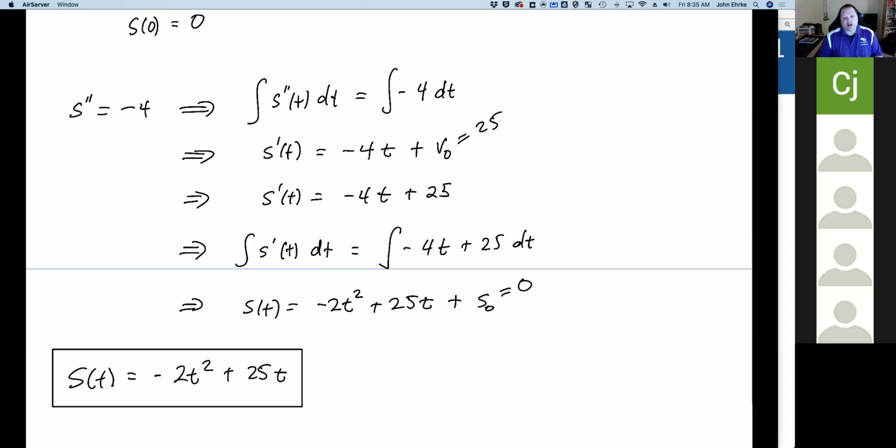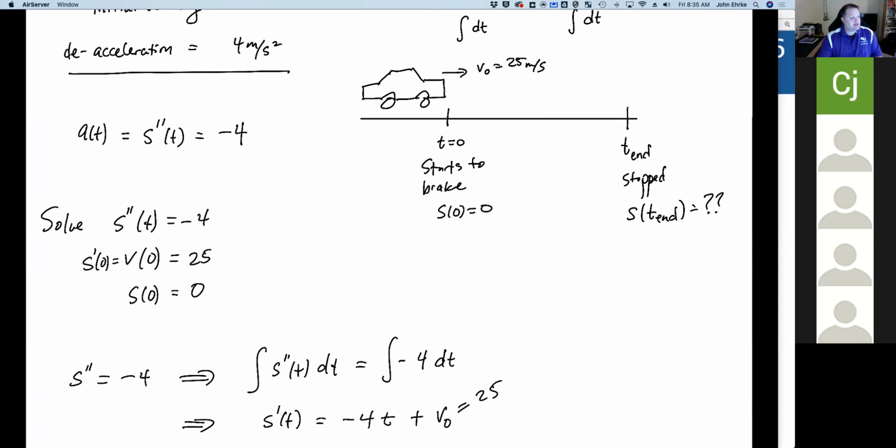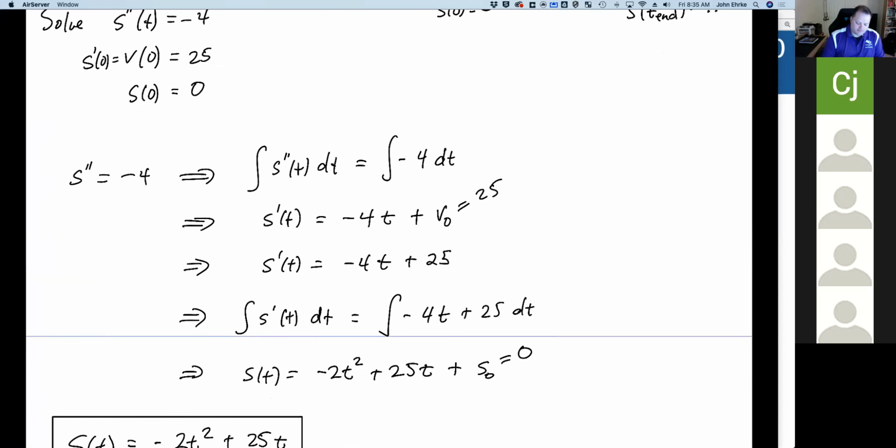So the question says, after how many seconds does the car come to a stop? That's this t end, right? So after how many seconds does the car come to a stop? And what is the distance the car will have traveled? We call that the braking distance. What's the distance the car will have traveled to come to a complete stop?